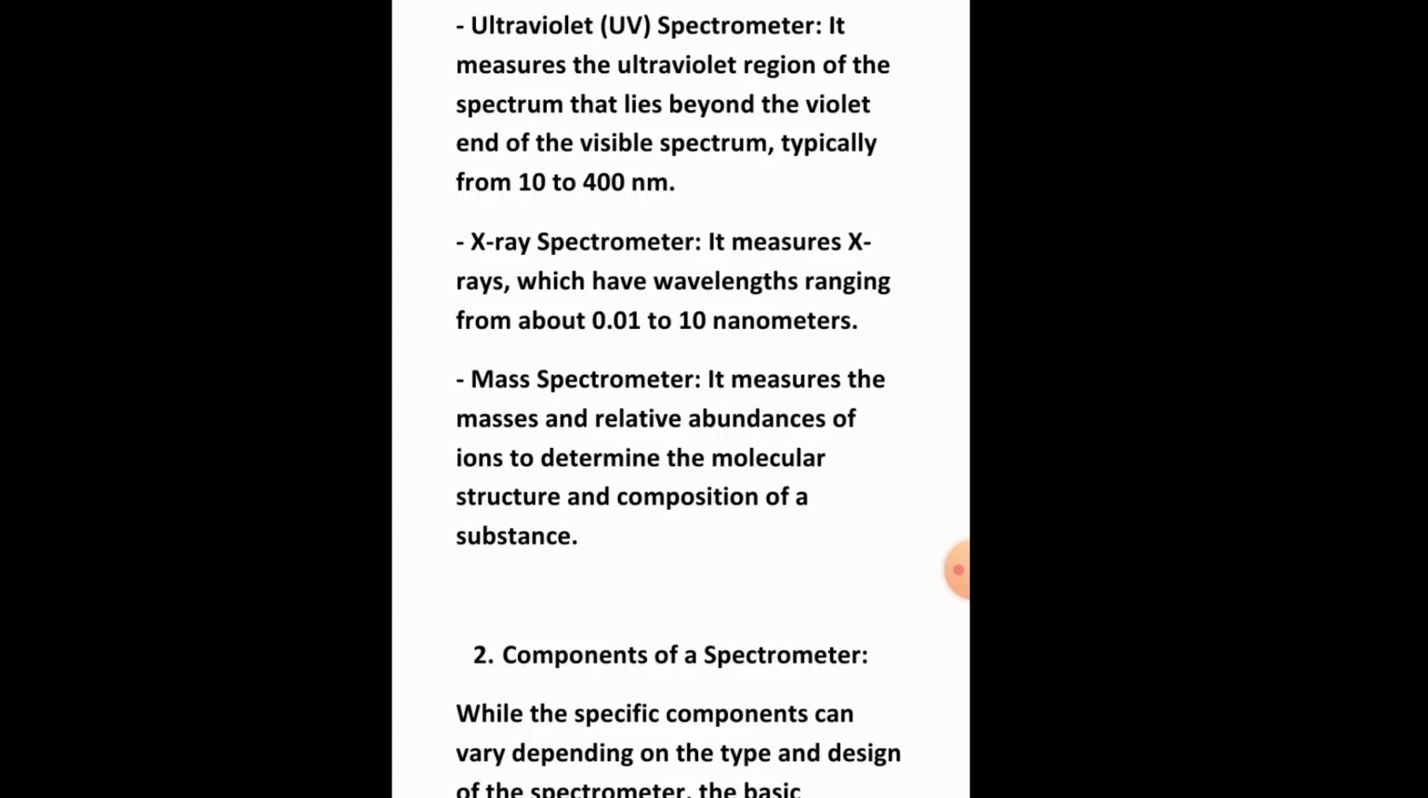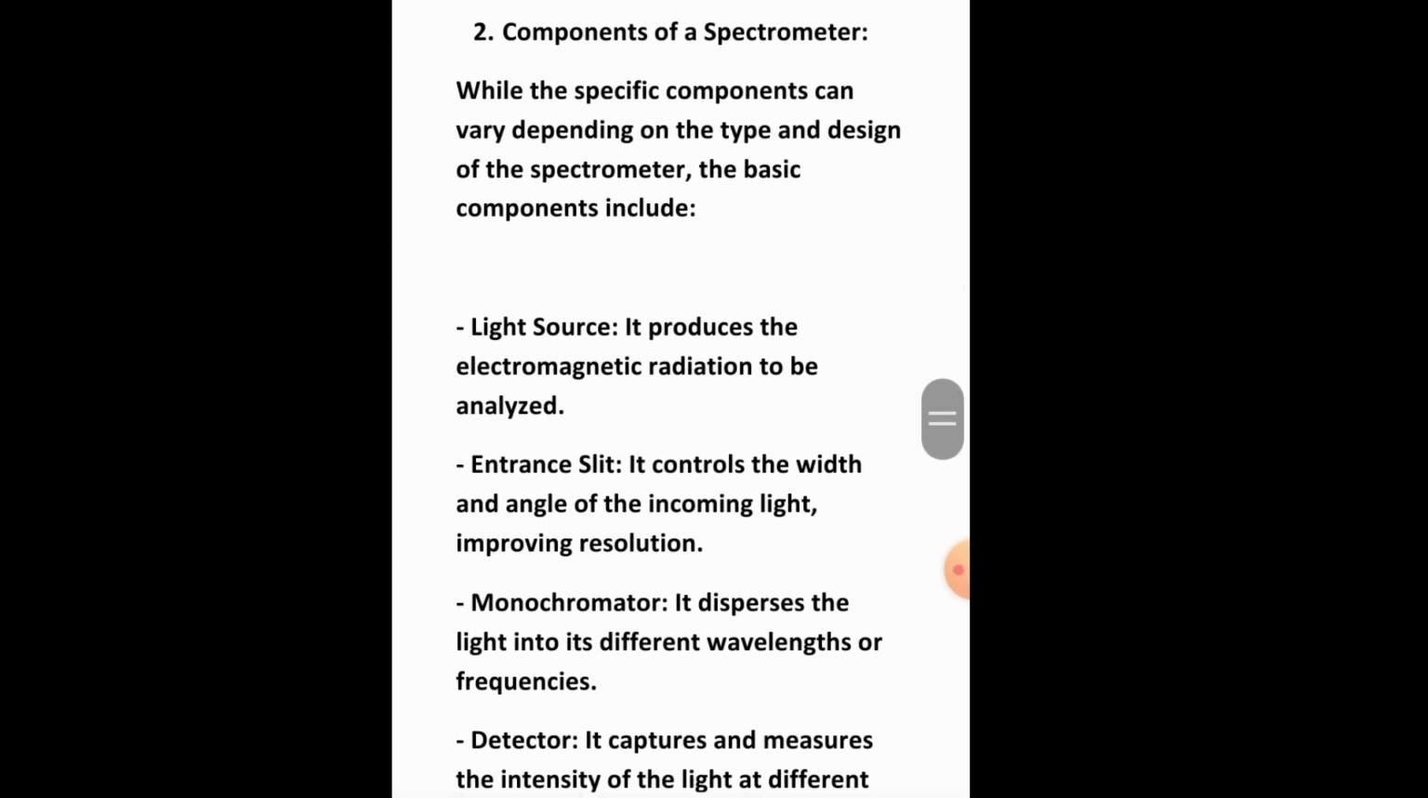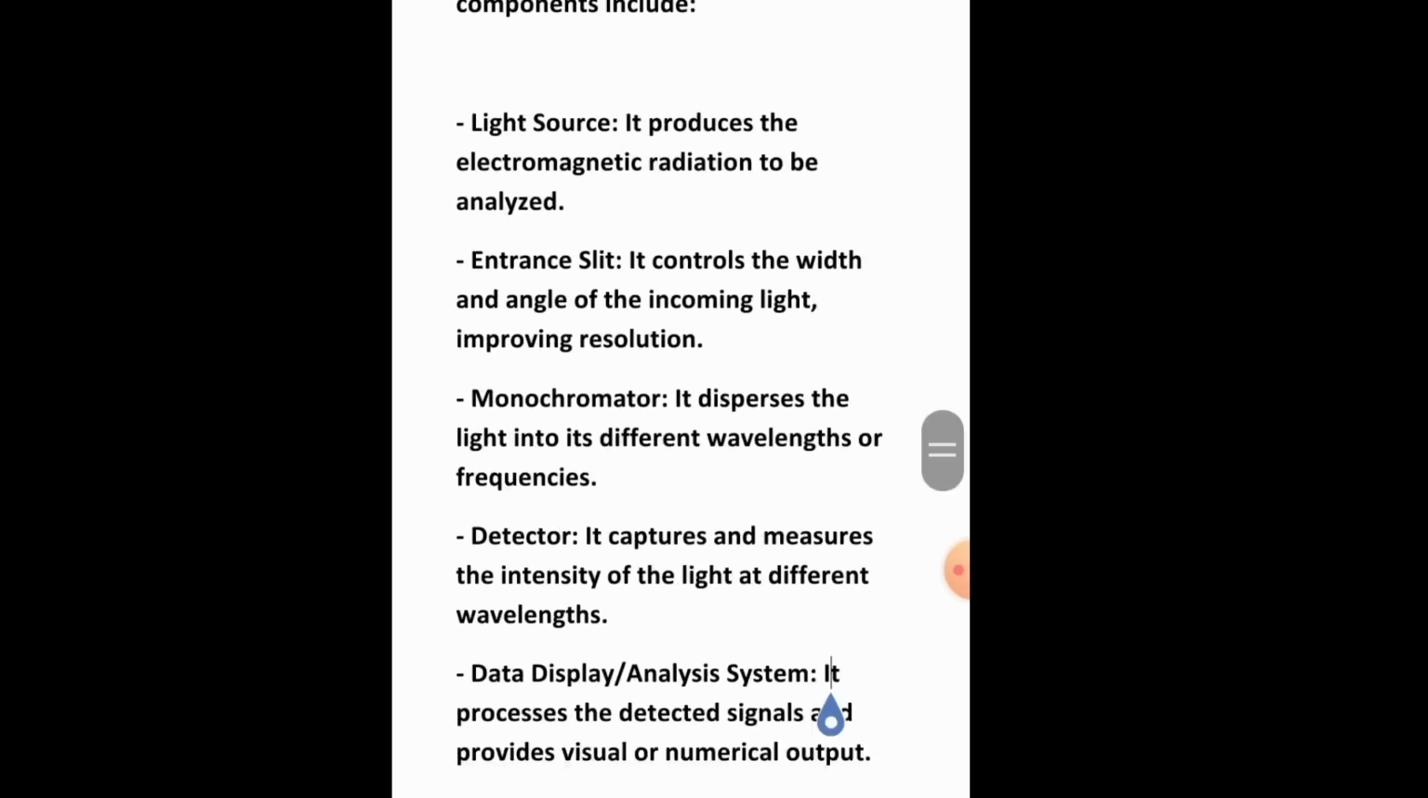Number two, components of a spectrometer. While the specific components can vary depending on the type and design of the spectrometer, the basic components include the light source, which produces the electromagnetic radiation to be analyzed. The slit controls the width and angle of incoming light, improving resolution.